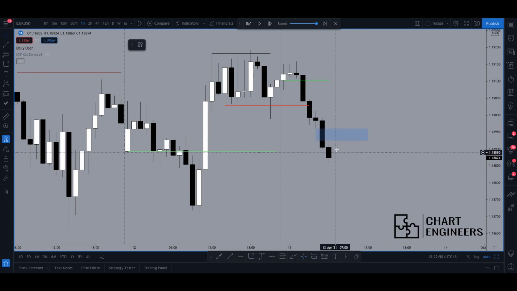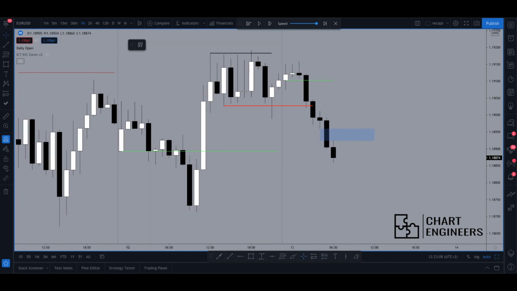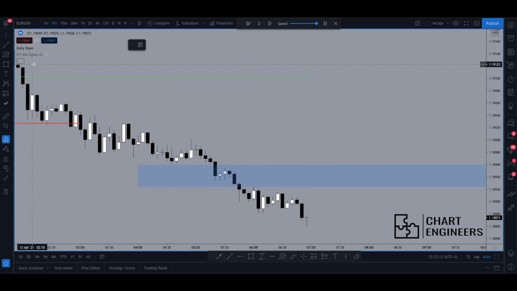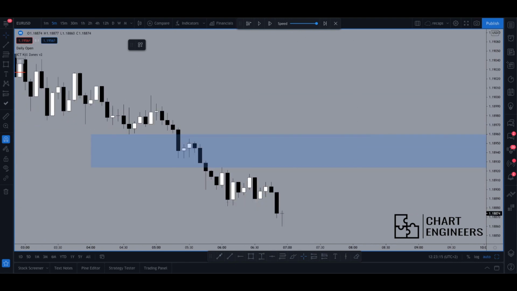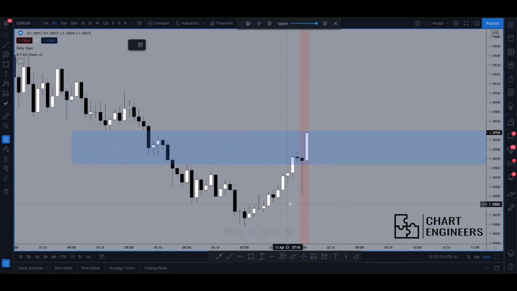H4 fair value gap right there. So what I wanted price to do was tap into this level, maybe a little bit higher, and then move lower. Let's go over to the M5 real quick and mark out the kill zone session. London Open started at 8 AM.